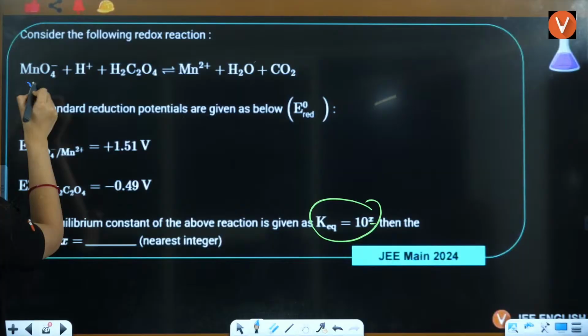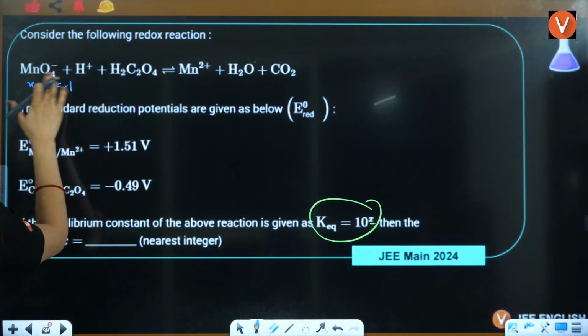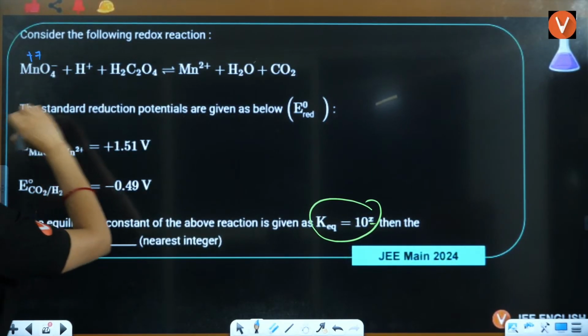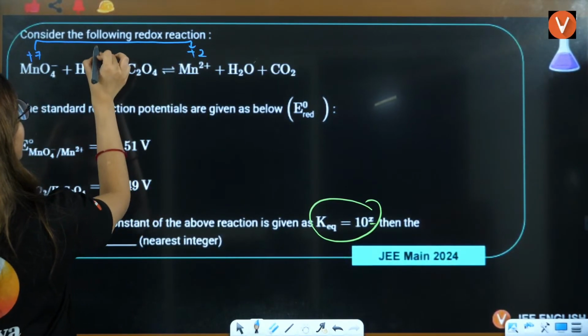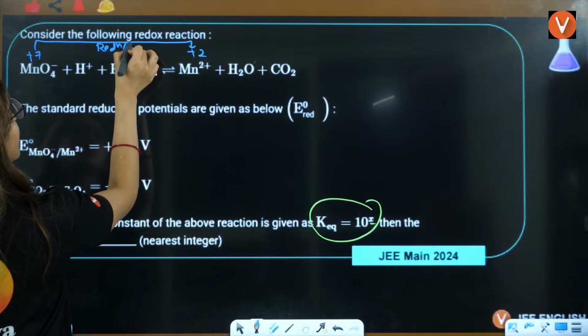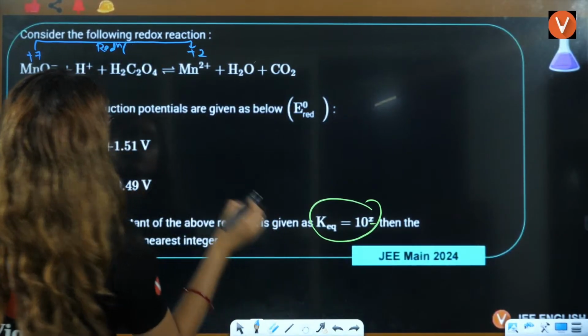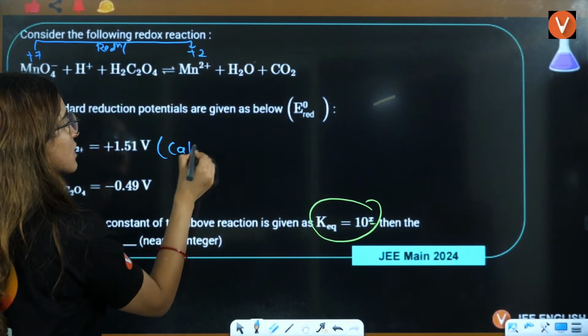So here it is x minus 8 is equals to minus 1. That is nothing but plus 7. This is plus 2. Here oxidation number is decreasing, so this is reduction. That means it is cathode. So we can say this is your cathode.